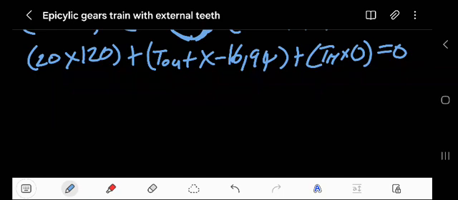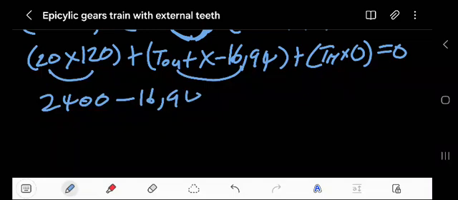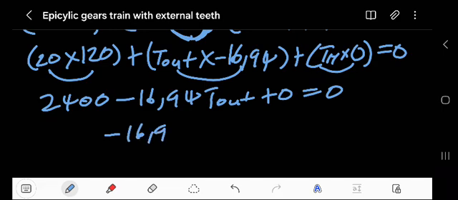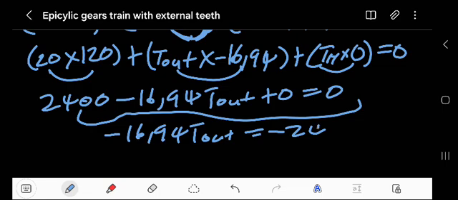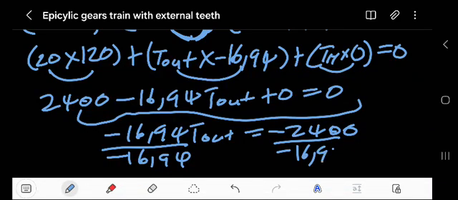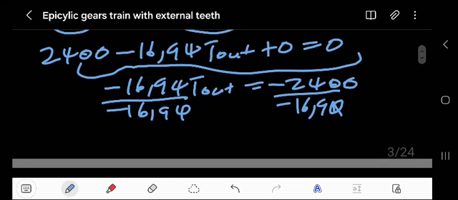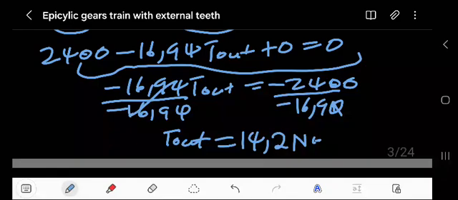Then multiply these two, we'll have this. Multiply this will be negative 1694 torque out. This multiplied by 0 will simply be plus 0 equals 0. Then here will be minus 2400 plus negative 16.94 torque out. Take this to the other side, will be minus 2400. Then we divide by minus 16.94 both sides. Then we'll have 14.2 Newton per meter. It's the output torque.